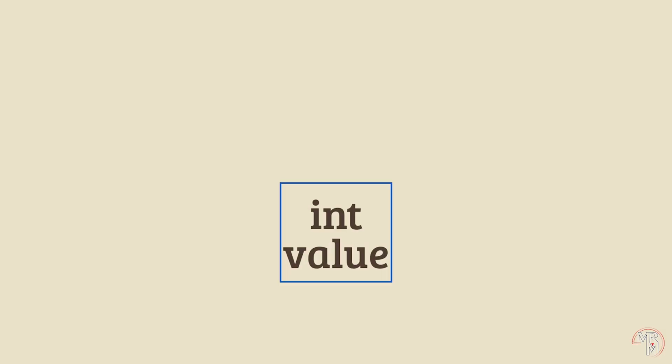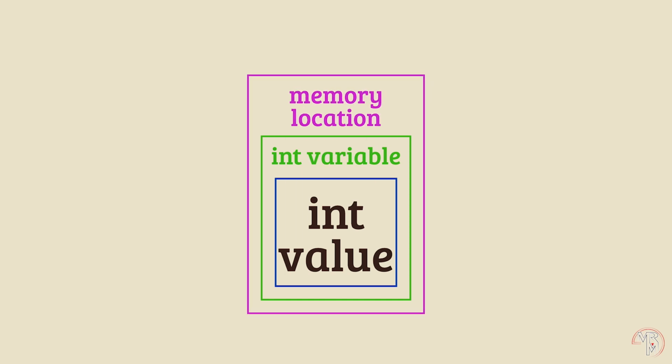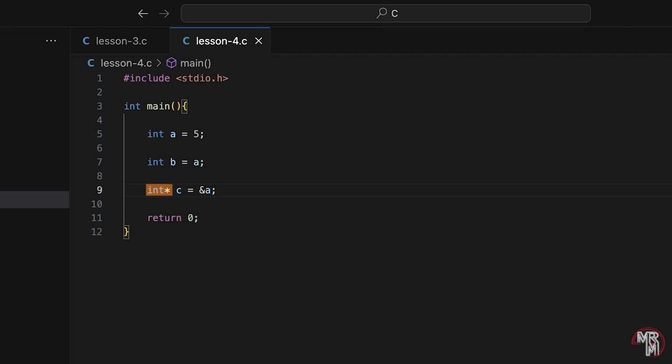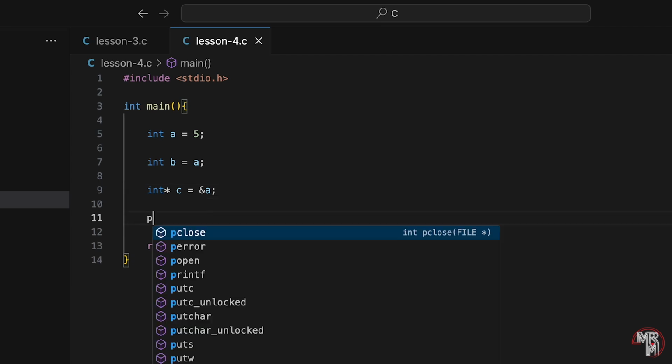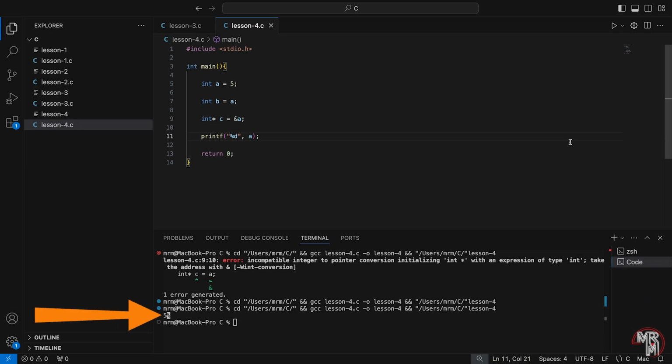Alright, so to store an int value, we need an int variable. To store the memory location of an int variable, however, we need an int pointer. And this int asterisk is an int pointer. And just to demonstrate the difference between a regular variable and a pointer, let's print the value of the variable a. Unsurprisingly, we get 5, which is the value that we assigned to the variable a.